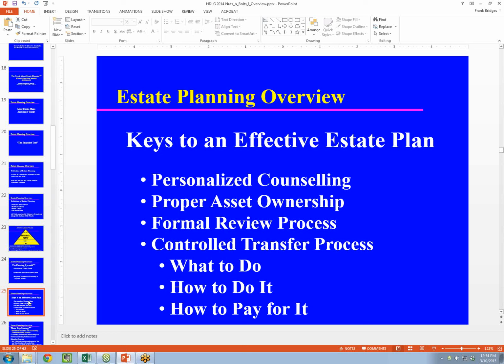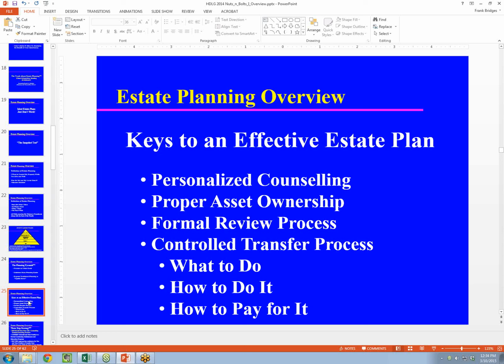So having a formal review process, so that on a regular basis we make an agreement with our clients that we're actually going to review their plan, review their documents, make sure that they're updated based on changes in the law, etc., changes in their personal circumstances, and we have a regular process for that.